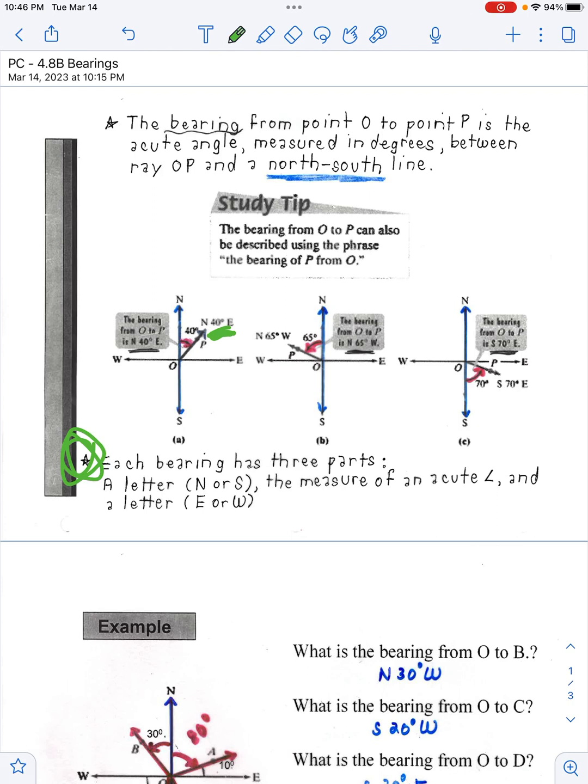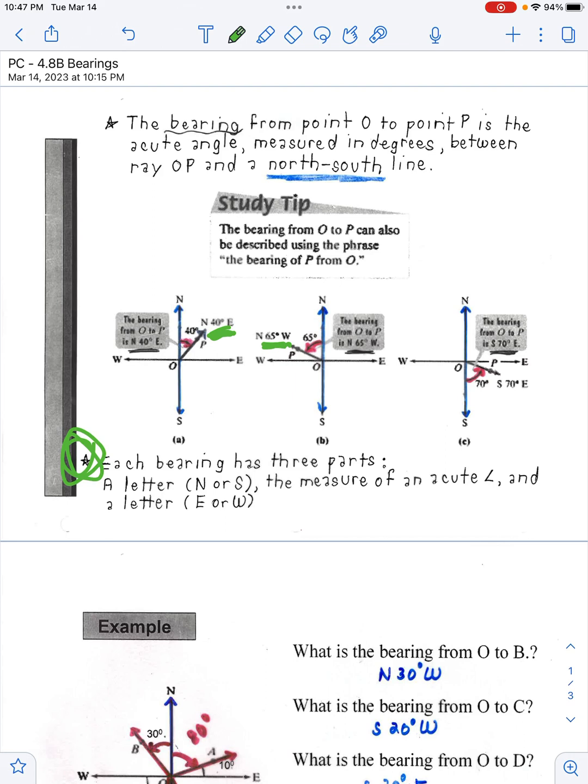Look at diagram B. In the middle picture, the ray OP is up and to the left. Well, up is north and to the left is west. And the angle sandwiched between north and west is 65 degrees. It's the angle from the north-south line to the ray OP.